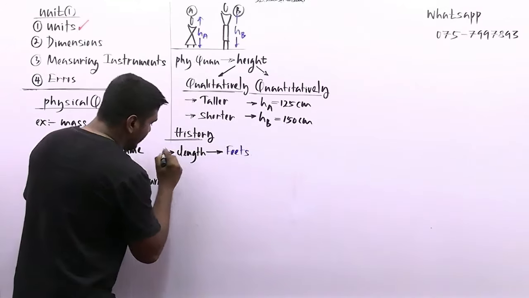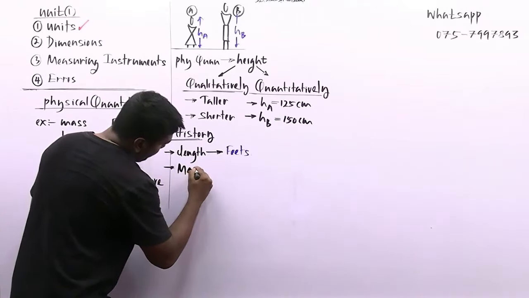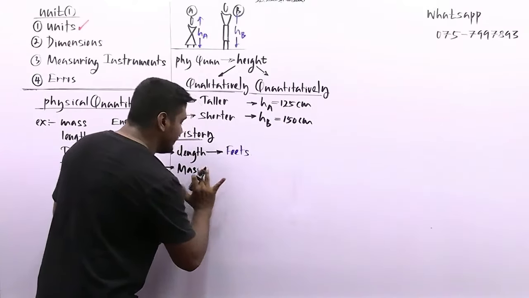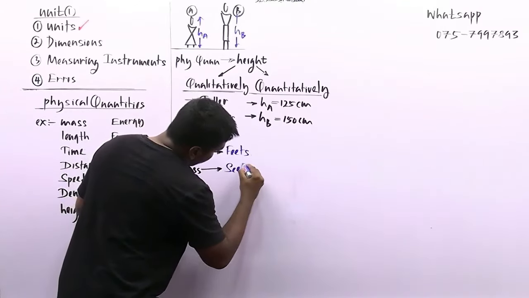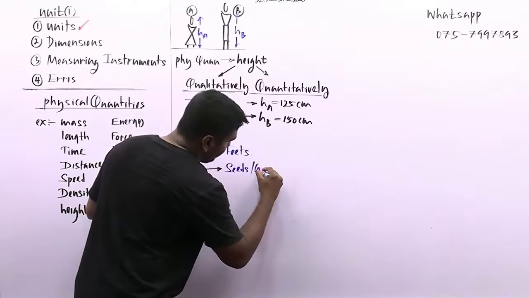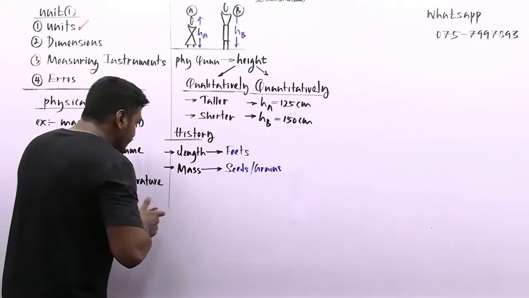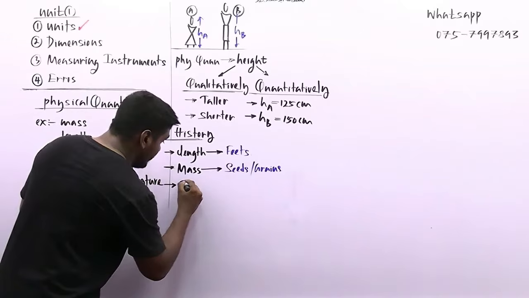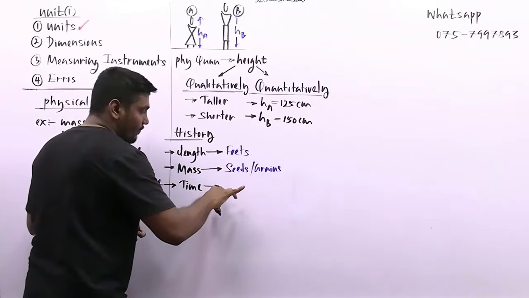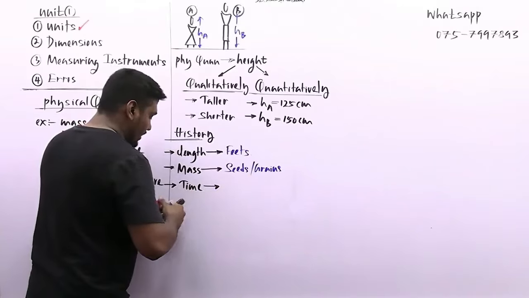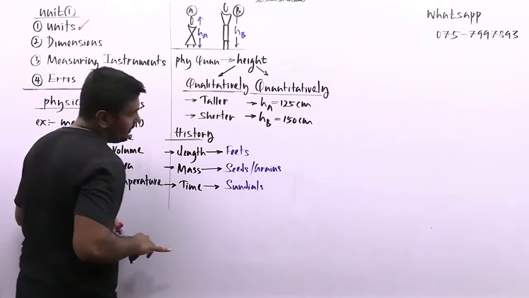To measure the mass, they used seeds and grains. There were some problems. And to measure time, especially, they used sundials, and there were some water setups also.